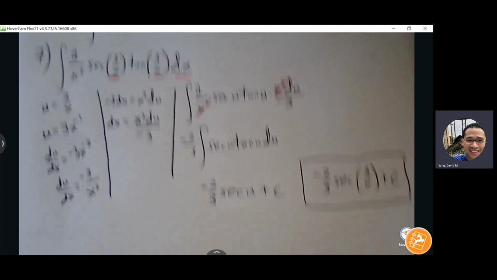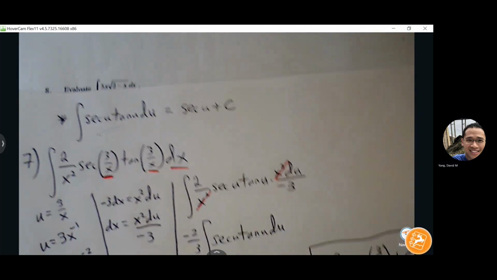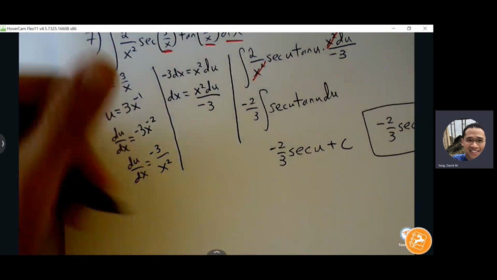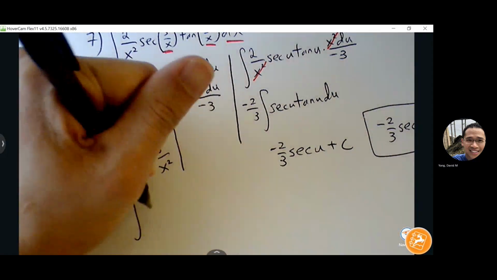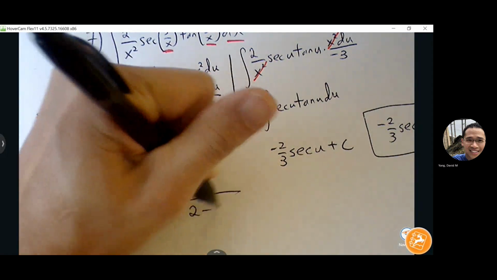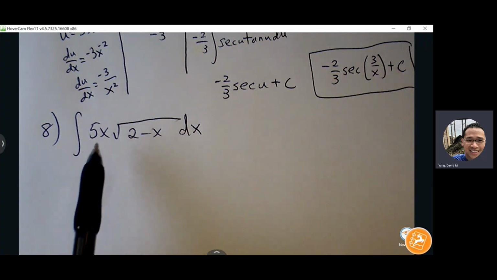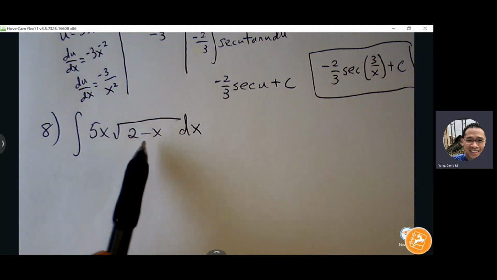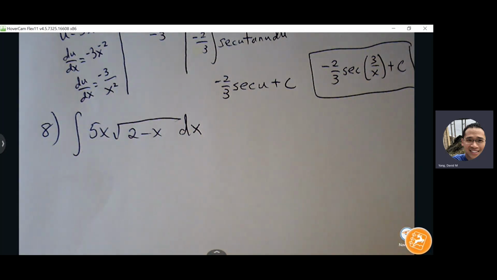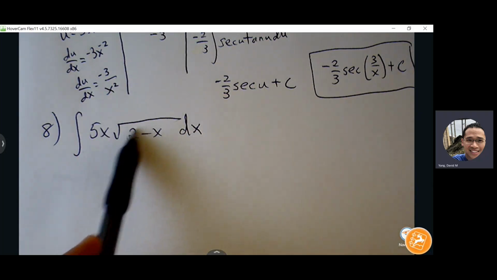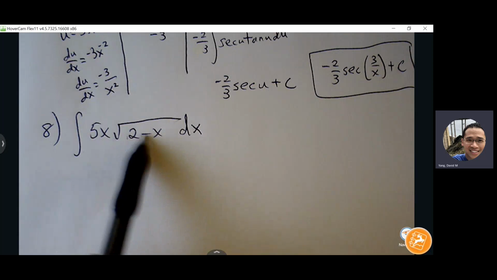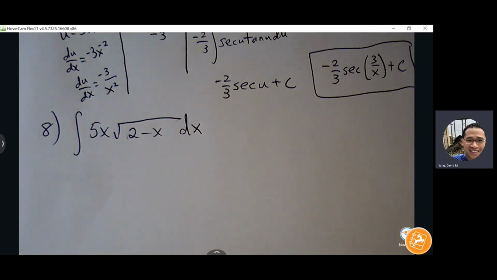Okay, let's try number 8. 5x integral of square root of 2 minus x. Okay, so first thing we always try to do if we see just in terms of x, can we distribute and expand this out and rely on power rule? Okay, we can't. This square root on the inside prevents us from distributing, right? We can't distribute across multiple terms inside a radical. So, okay, we're stuck in this form.